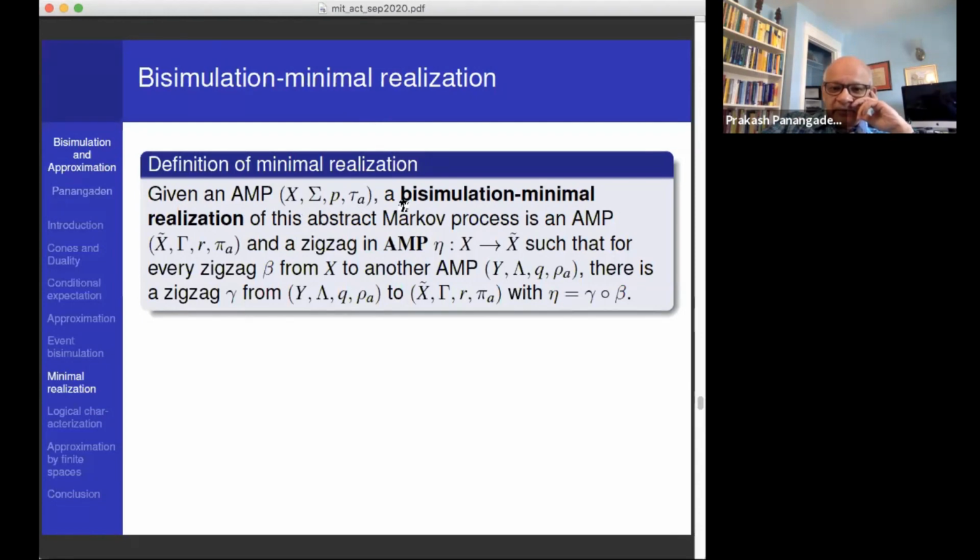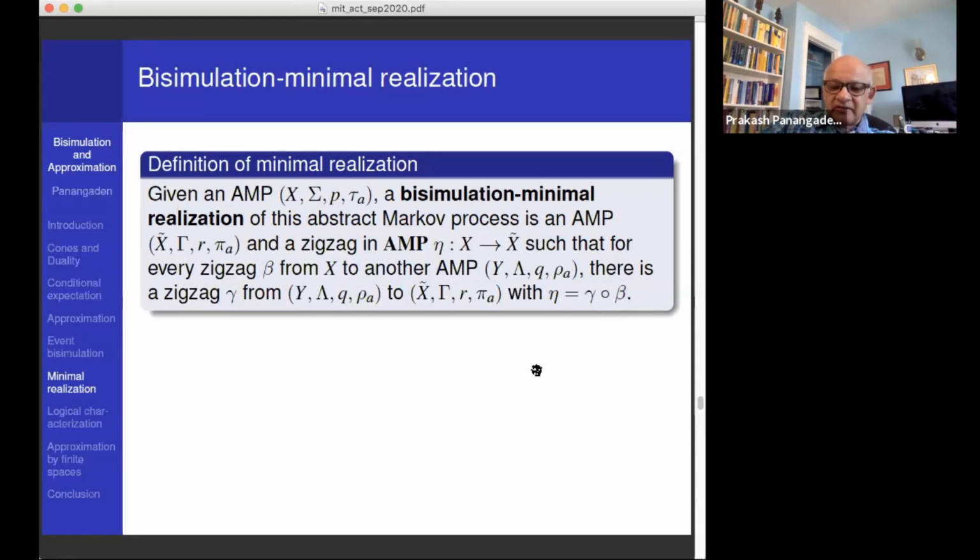Given such an AMP, a bisimulation minimal realization of this abstract Markov process is another abstract Markov process, which I'll call x tilde, and a zigzag, eta from x to x tilde, such that for every zigzag from x to another AMP, let's say y, there is a zigzag from y to x tilde, with eta being given by gamma composed with beta.